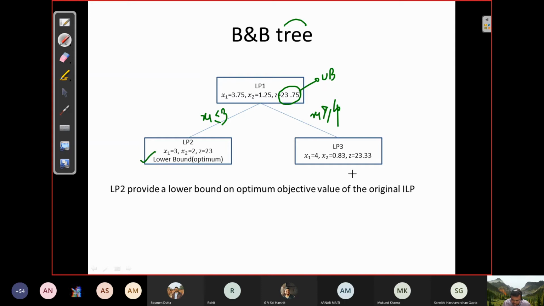Then we come to LP3 and we see this. So this is fathomed by bound. Okay. So then the entire tree is explored. There is no remaining node to be explored, right?